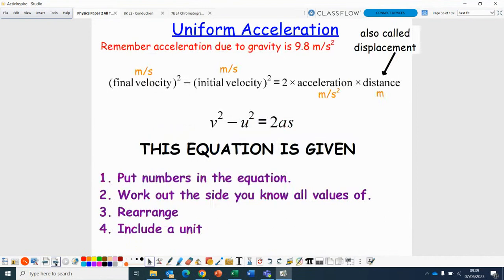This is on the formula sheet and it was always on the formula sheet. A number you should be aware of is the acceleration due to gravity, 9.8 meters per second squared. Always put the numbers in the equation first because you get a mark for that. Work out the side you know everything on. So you'll either know these 2 velocities or you'll know a and s. And then rearrange at the last moment. Make sure you give your answer a unit. If you don't know what unit to give, have a guess, because every answer in paper 2 requires a unit.